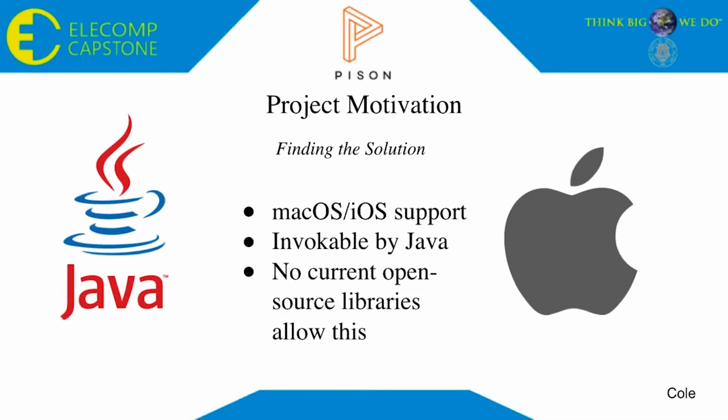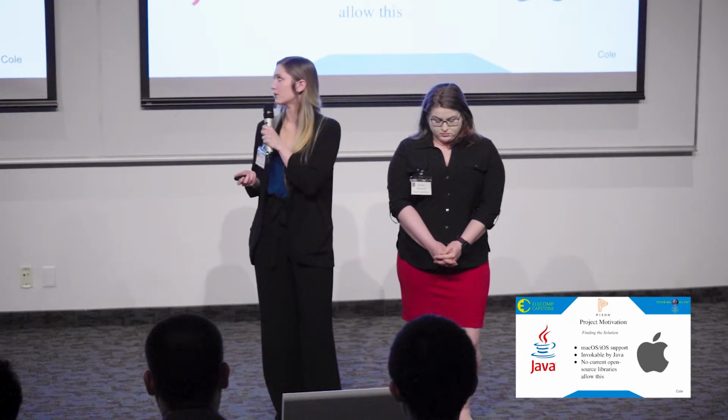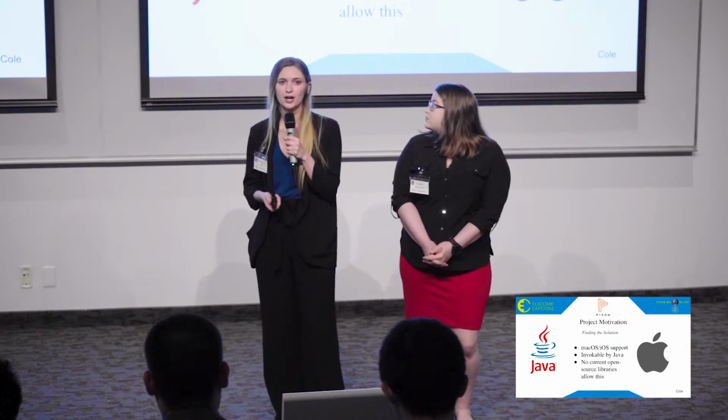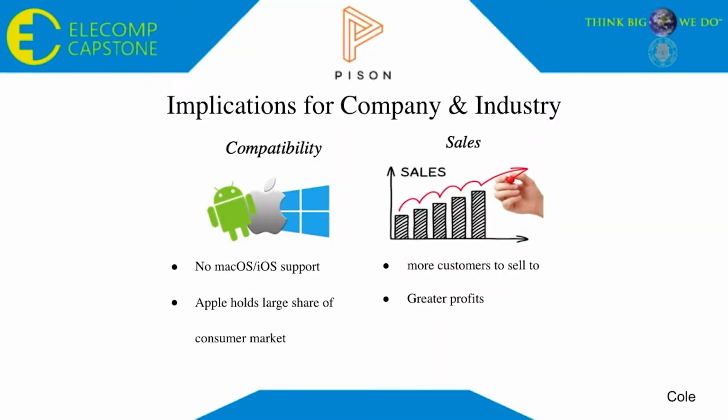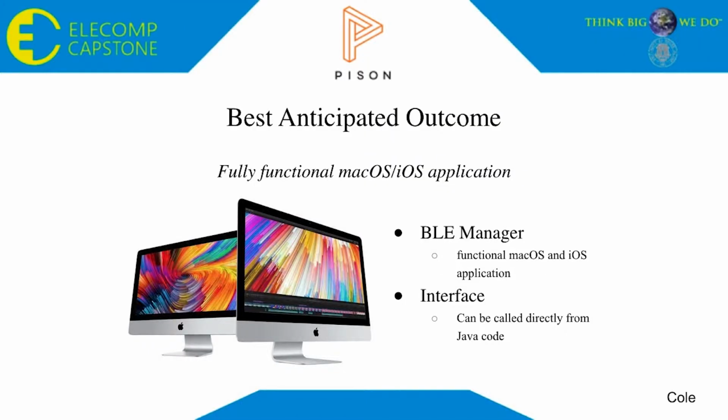So our project motivation is to gain macOS and iOS support, and to do so in a way that allows our library to be invoked directly from Java. There currently are no open source libraries that allow Java to access Apple's Bluetooth hardware. So the implications for our company would be full compatibility and sales. They currently have no macOS or iOS support, but with this library, they could port all of their work from Android into Mac. And so our best anticipated outcome is a fully functional macOS and iOS system that's invocable by Java as well.